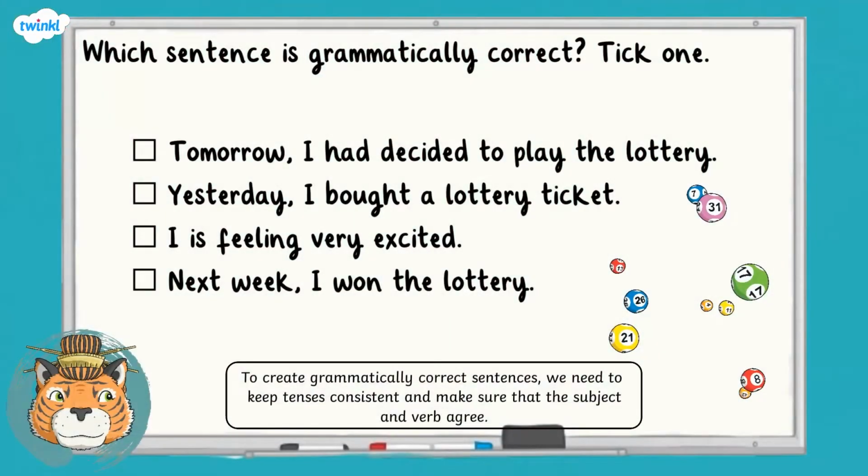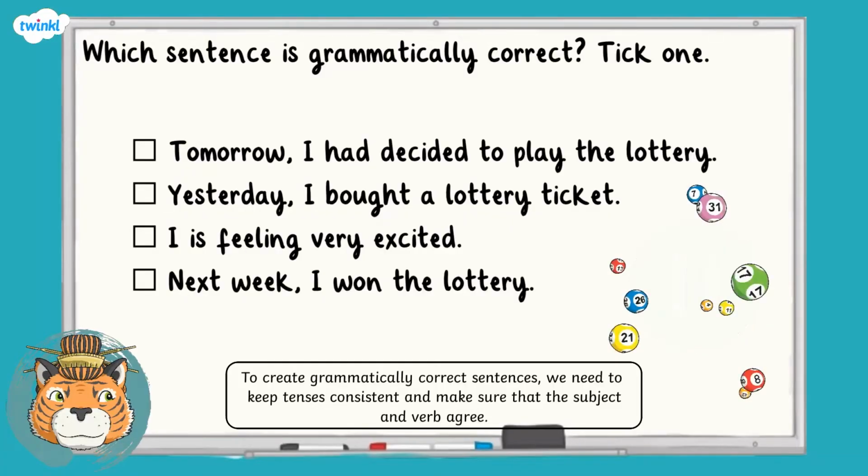Now let's have a look at the first question. Which sentence is grammatically correct? Tomorrow I had decided to play the lottery. Yesterday I bought a lottery ticket. I is feeling very excited. Next week I won the lottery.